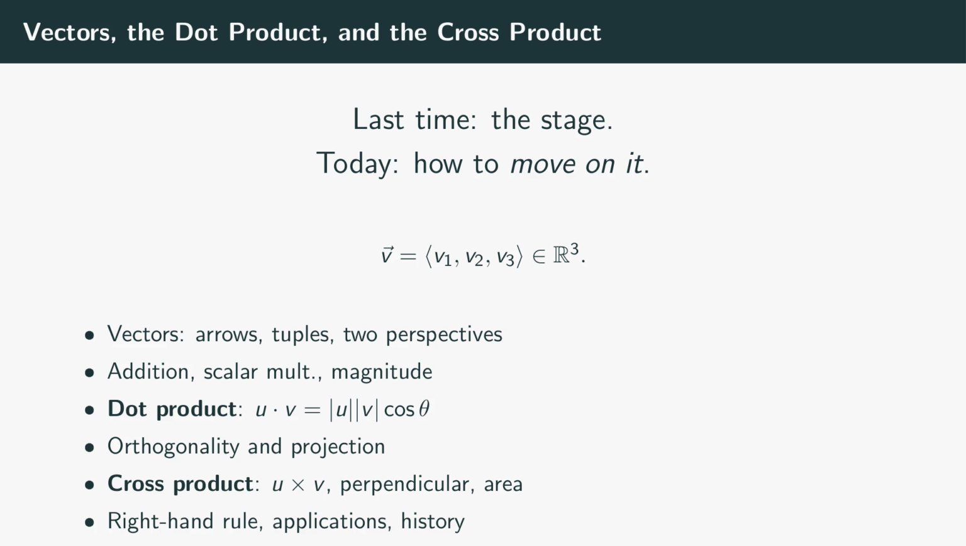We will define addition and scalar multiplication. We will define the magnitude. Then we hit the two products that make vector calculus possible. The dot product multiplies two vectors into a number that encodes the angle between them. The cross product, defined only in three-dimensional space, multiplies two vectors into a third vector, perpendicular to both, whose length is the area of the parallelogram they span. We close with the right-hand rule, a few applications, and a short history. The story of how Hamilton's quaternions became the vectors we know today.